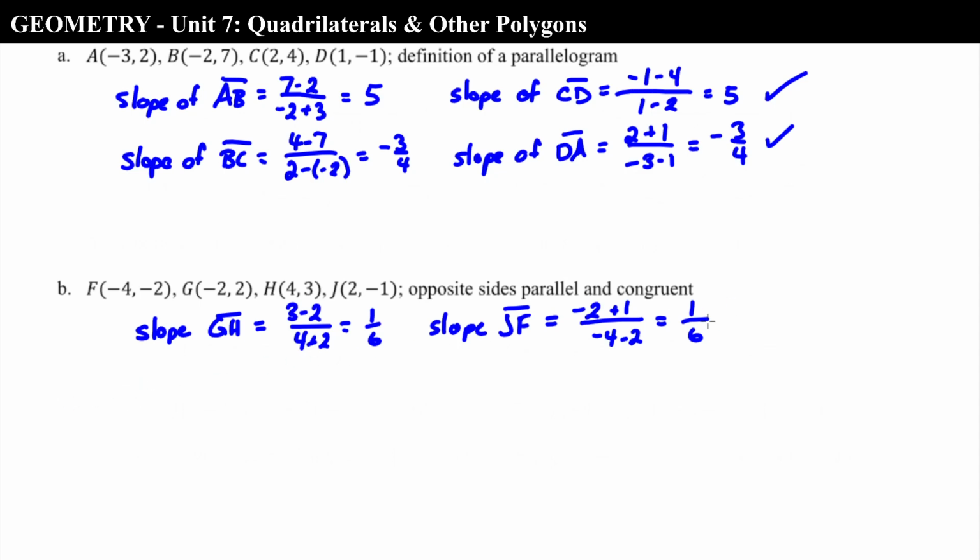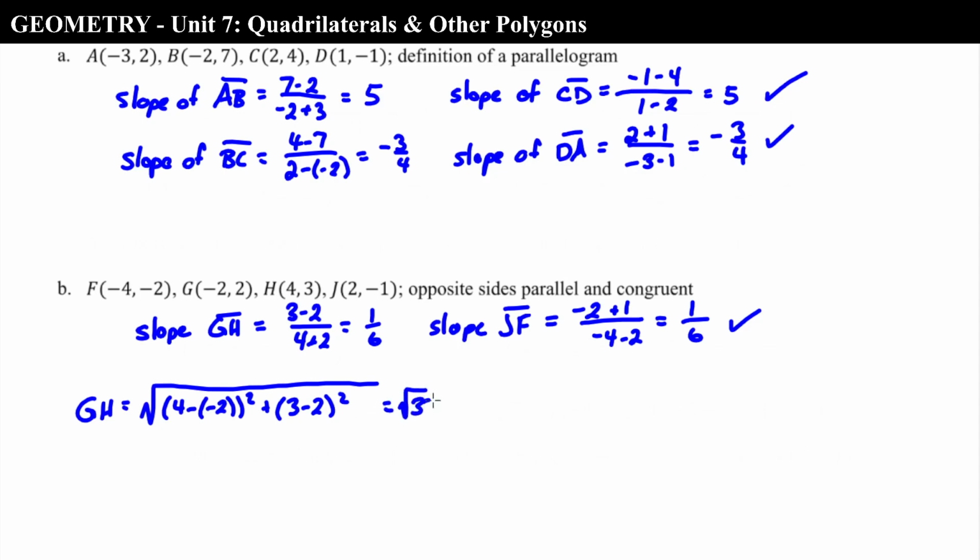Now, we've shown that the opposite sides are parallel. Now we need to show that they are congruent, which means we need to show that they are the same length. So to find the length of GH, we are going to use the distance formula. Square root of y2 minus y1 squared plus x2 minus x1 squared. So we have 4 minus negative 2 squared plus 3 minus 2 squared, and that's going to give you the square root of 37.